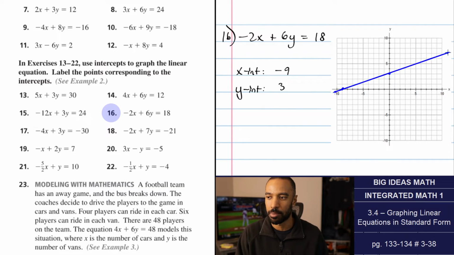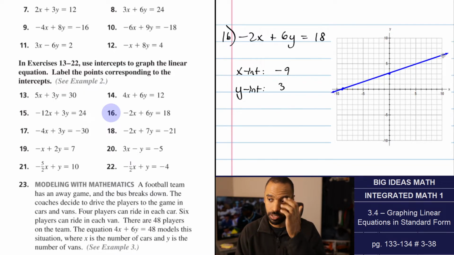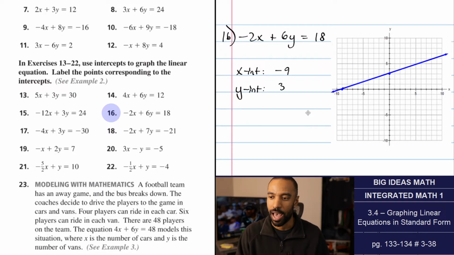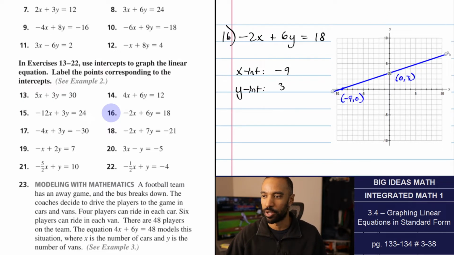I got (negative 9, 0) and (0, 3), which I still have to label. But that's how quick it can go from that equation alone. That's just how fast we can make it. So negative 9, 0, 0, 3. And as you saw, the line kept messing up there. I still want to fix it a little bit more.